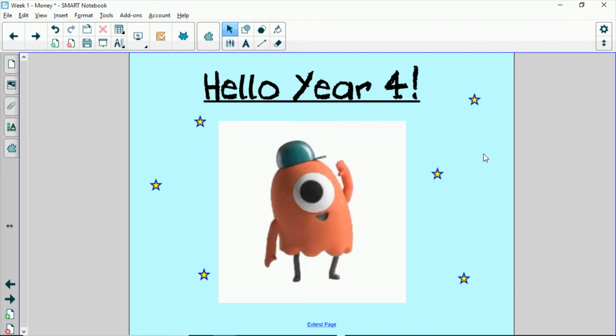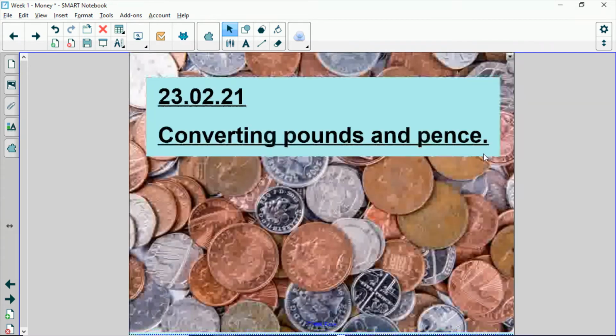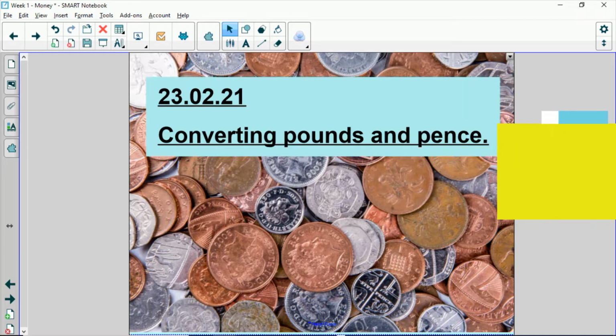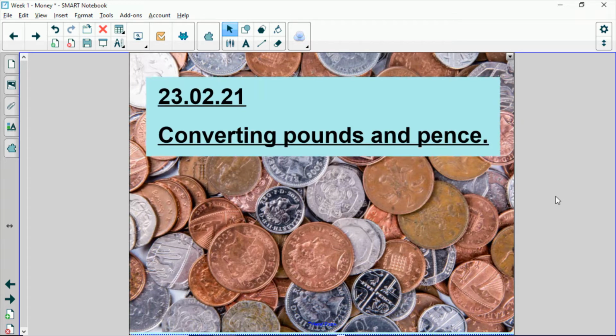We're going to be continuing with our unit on money, and today our focus is on converting pounds and pence. So pause the video now to write the short date and the title into your maths books. Let's begin with our learning powers then.